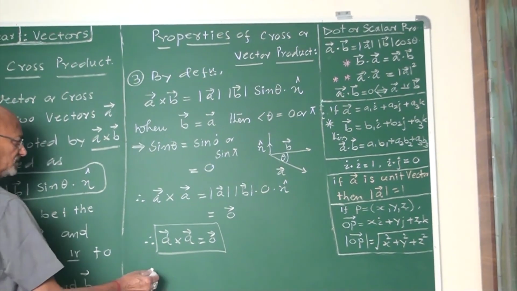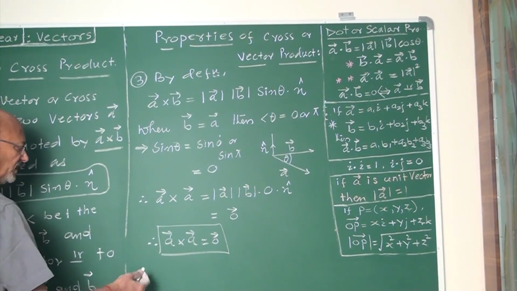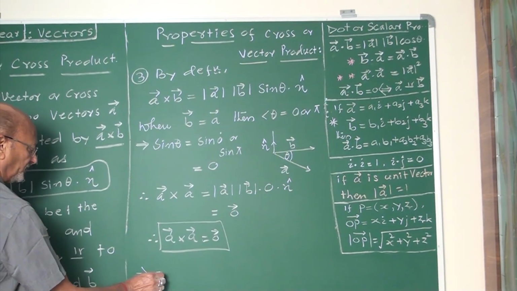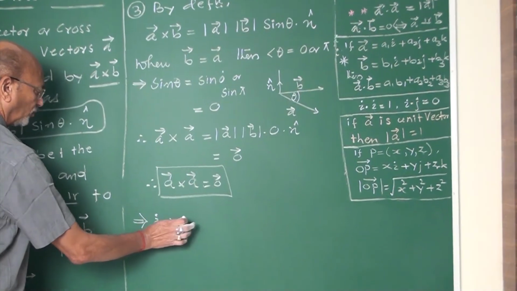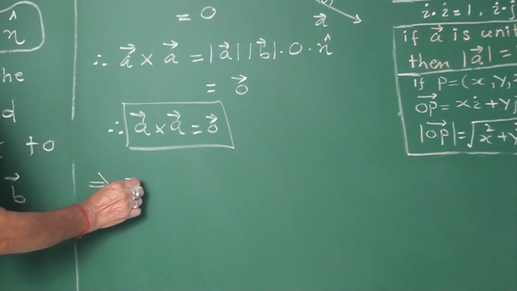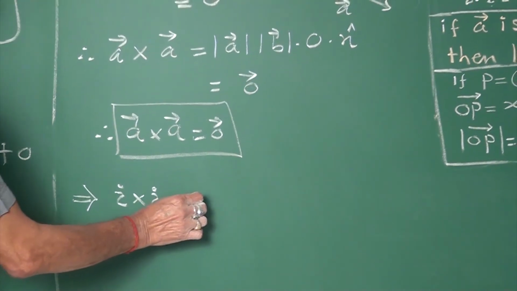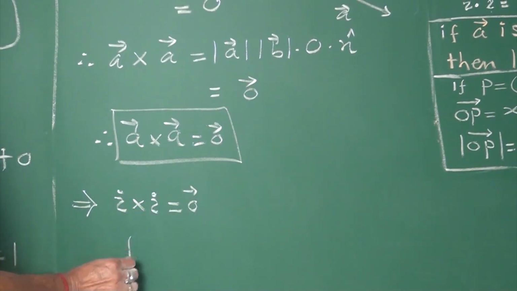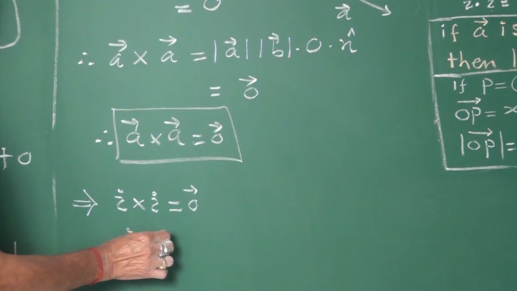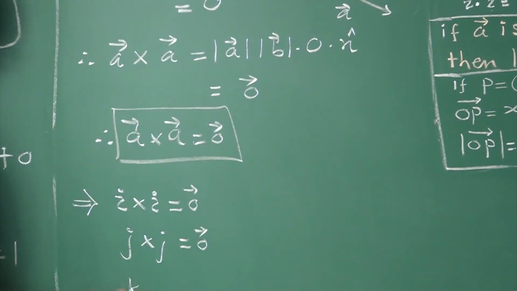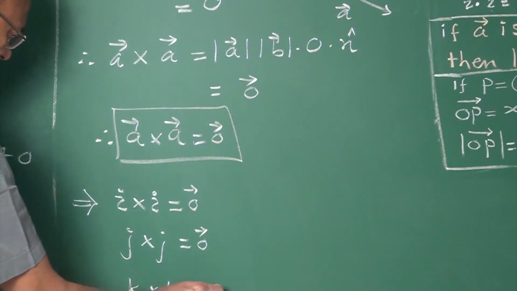Yes, my friends. I, J, K: what does this give? I cross I is zero vector. J cross J is zero vector. K cross K is zero vector.